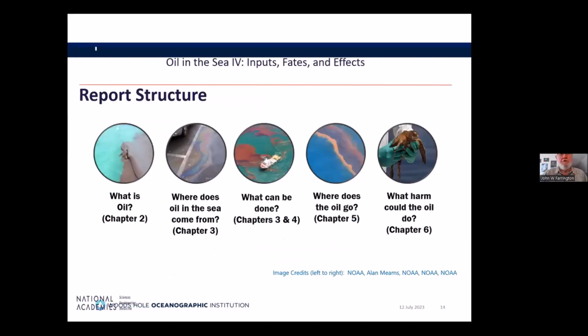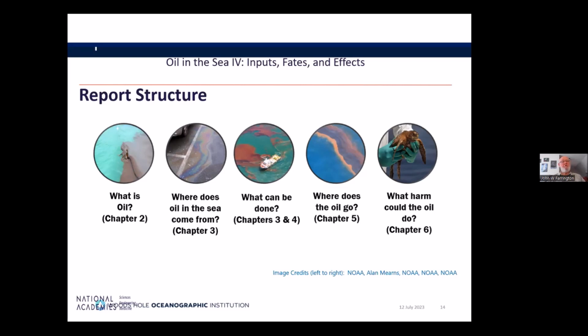Now, returning to report structure. These are just brief description titles of Chapter 2, Chapter 3, and 4, Chapter 5, and Chapter 6. There was an introduction, which is Chapter 1, and there's a final chapter, Chapter 7, which has a summation and the significant conclusions and recommendations.